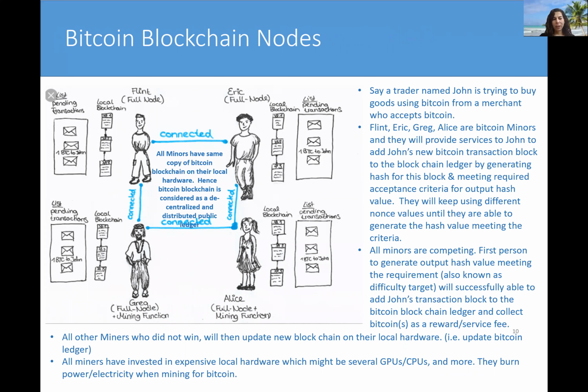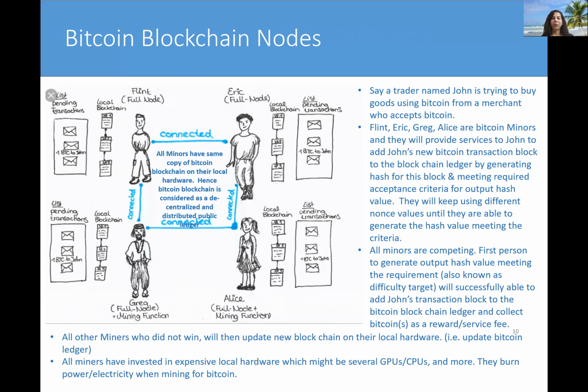So what happens in the nodes of the network? Let's assume that somebody wants to buy goods using a Bitcoin from somebody who's selling something and who's accepting Bitcoin instead of regular money. Now there are all these other Bitcoin miners. In this particular example, I'm putting Flint, Eric, Alice, and Greg, who provide service to John, and John's new Bitcoin is going to be added to the blockchain by generating a hash for this block and meeting the required acceptance threshold.